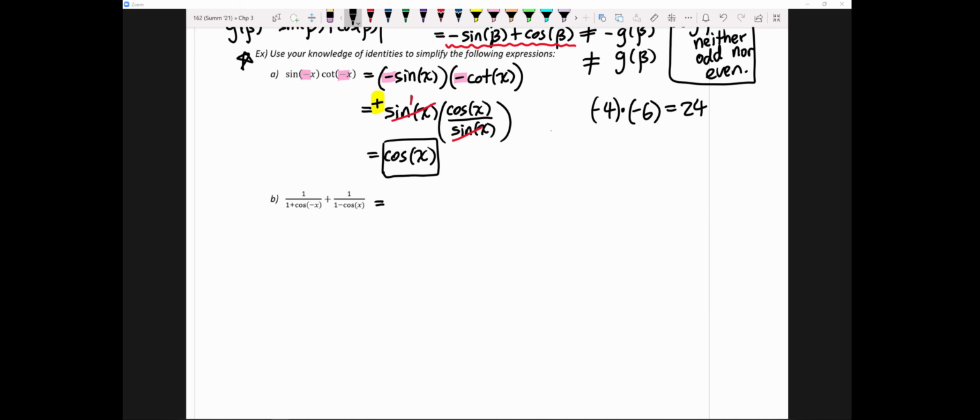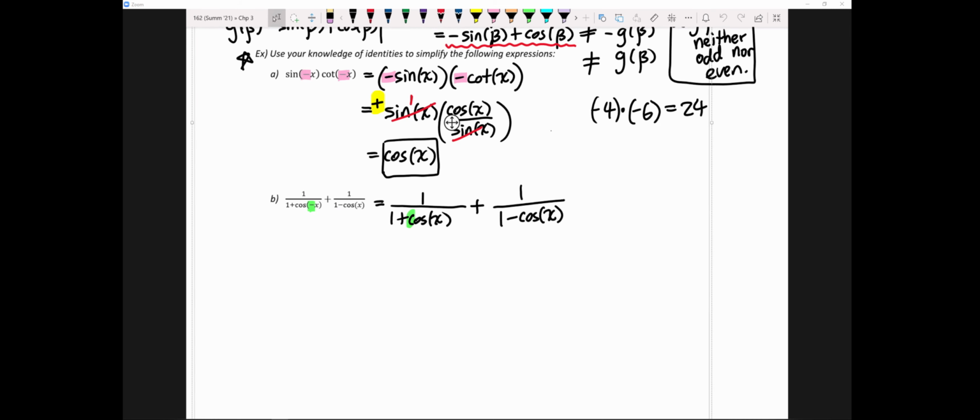Okay, so next, let's look at our part B. Cosine is an even function. So for even functions, the negative inside gets dropped. Okay, so we'll indicate that. And then we said when we are combining, let's see, this one's going to take a little more space. So let's move it down here.